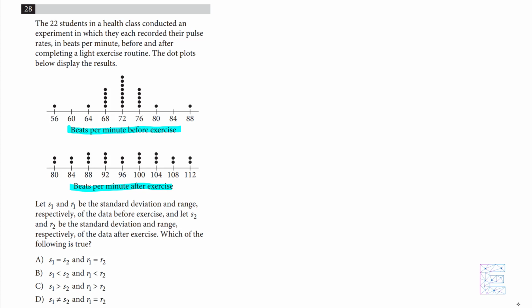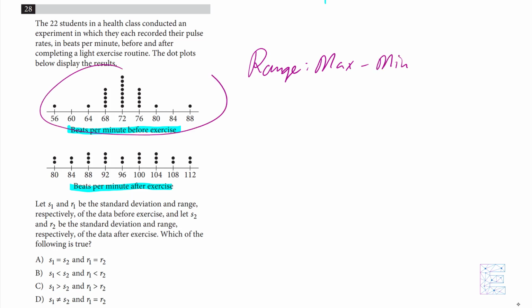So calculating the standard deviation and range of a dataset can be done using your graphing calculators, but if you didn't have the graphing calculator, you could do this manually. In fact, range is the easier of the two to calculate, because to find range, you simply want to do the biggest number, the maximum, minus the minimum. So we can find the range for this top number pretty easily. It'll be 88, take away 56, and that's 32.